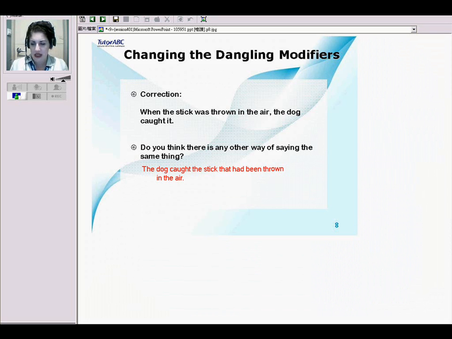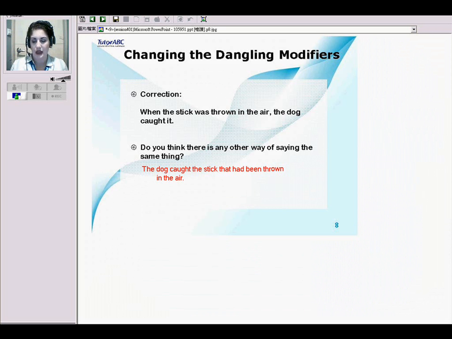One of you wrote in, you say, the stick has been thrown in the air, the dog caught it. But this is not correct grammar, actually. We can't use that, because "the stick has been thrown in the air, the dog caught it" sounds a little strange in our English. So most likely we wouldn't use that.